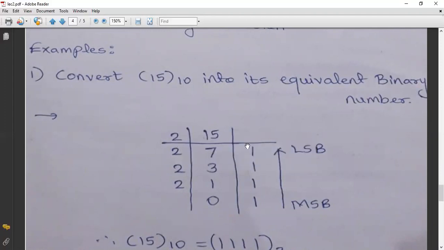So 2 sevens are 14, remainder 1. 2 threes are 6, remainder 1. 2 ones are 2, remainder 1. 2 zeros are 0, remainder 1.